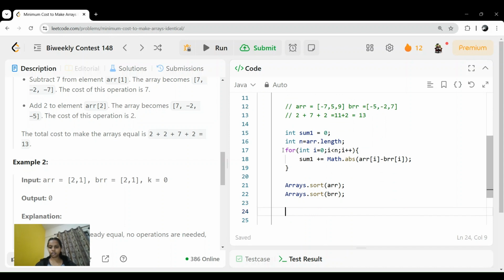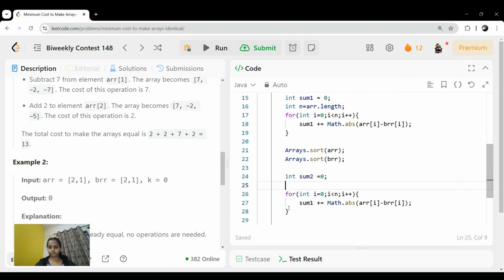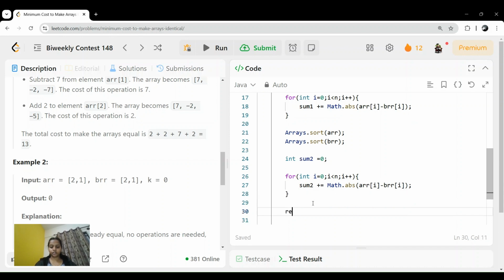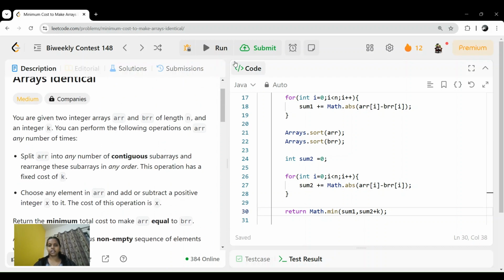Now we will do the same thing again and calculate sum2. Int sum2 is equal to 0, and the same thing for sum2. Now what do we have to return? Math.min of sum1 comma sum2 plus k. Why plus k? As we are rearranging, we have to add k. Here you can see the fixed cost plus k. Let's run this code.